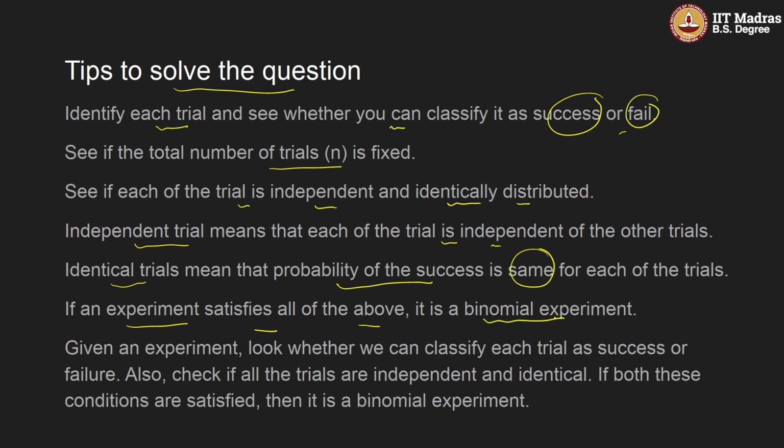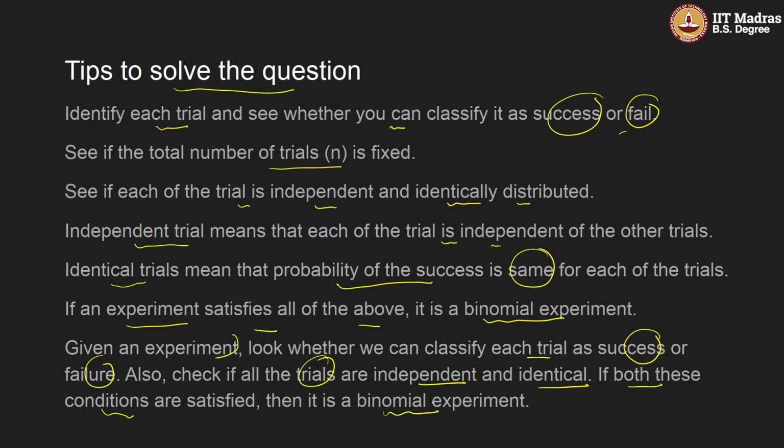So what we have to do? Whenever we are given an experiment, first of all we check whether we can classify the trial as success or failure or not. Then we check whether the trials are independent and identically distributed or not. If both of these conditions are satisfied, then we can say that it is a binomial experiment.